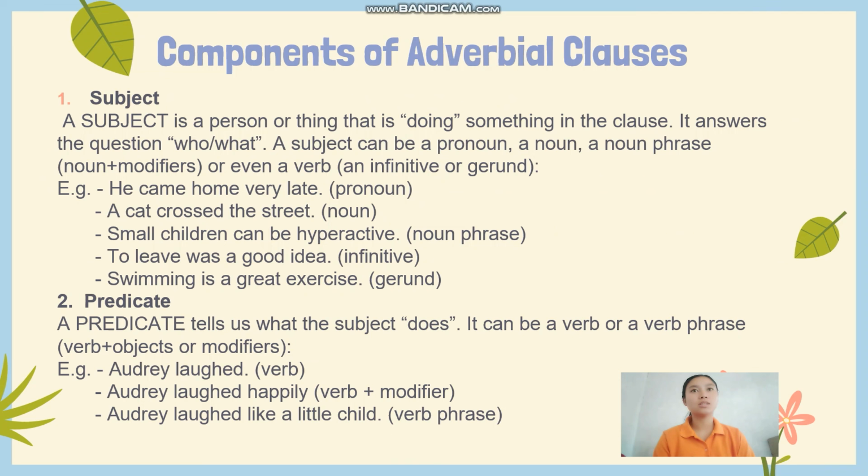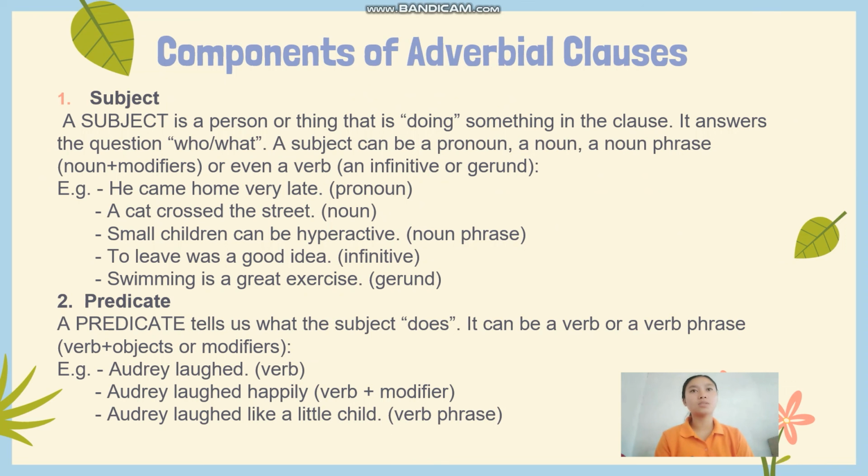Small children can be different. The small children in the sentence is a noun person. Tulip was a good idea. Tulip in the sentence is a noun. Swimming is a great exercise. The swimming in the sentence is a verb. Number 2.